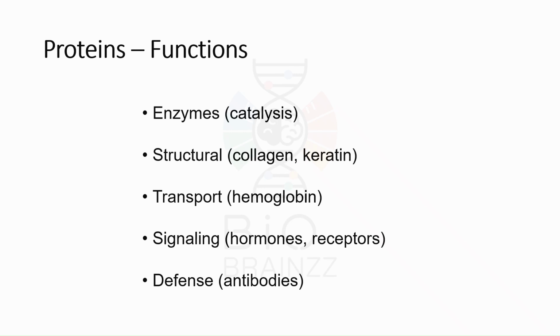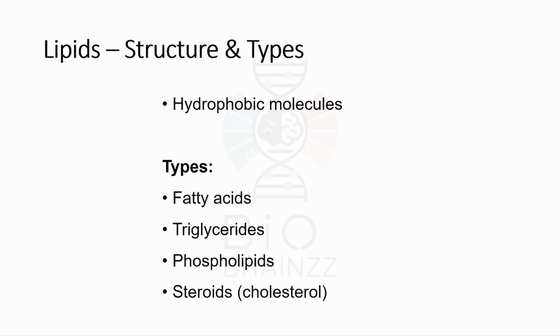Proteins function. Proteins perform a wide variety of functions in the body. One of the most important roles is enzymatic activity, where proteins act as enzymes to speed up biochemical reactions. Apart from that, proteins provide structural support, help in transport of molecules like oxygen, act as hormones and receptors, and also play a role in immunity through antibodies. Because of this diversity, proteins are considered the most versatile biomolecules.